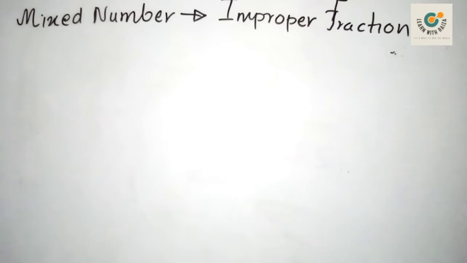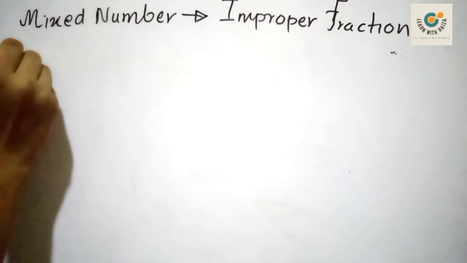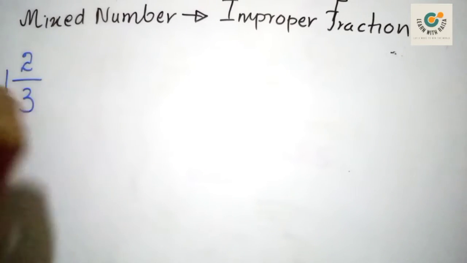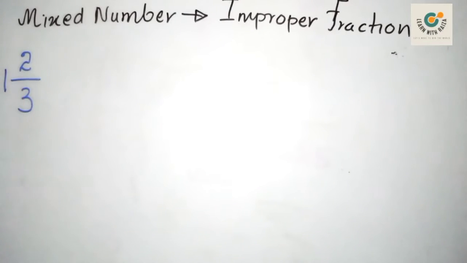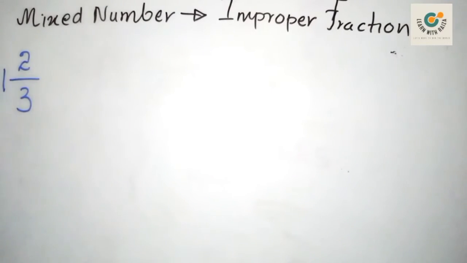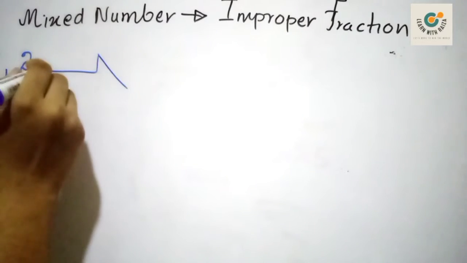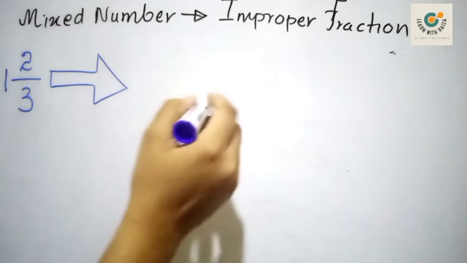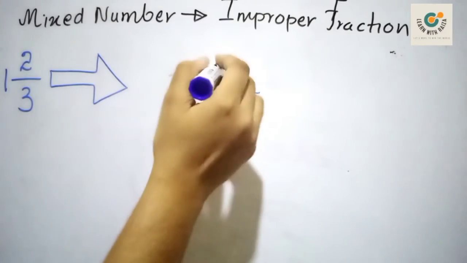So let me explain this with an example. Mixed number means, for example, I can take 1, 2 over 3. This is a mixed fraction. How do you read it? 1, 2 over 3 means first you read the whole number, then you read the proper fraction. And if you want to convert this into an improper fraction, easily you can do this. But how can you do it? Look at this. Denominator 3, whole number 1 and numerator 2.